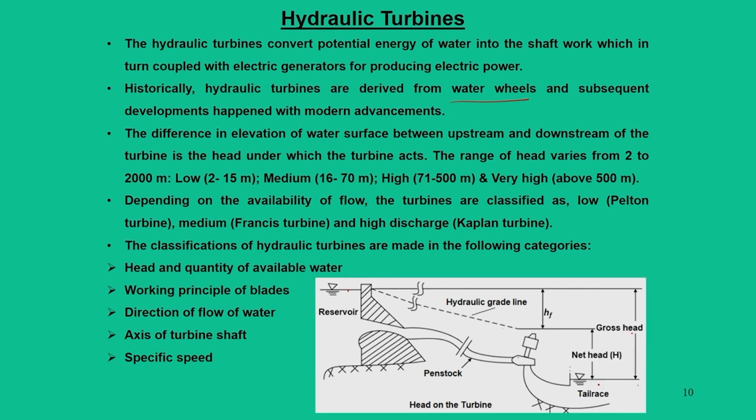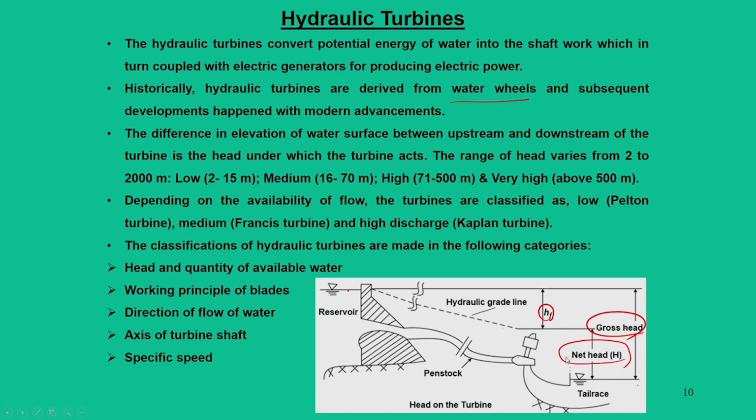So, we call this the gross head. Now, coming back, water comes through certain pipelines. That is the reason we call this the hydraulic grade line, in which it incurs a loss of HF. So, ultimately the net head which is available to the water is H, which is nothing but the gross head minus HF, the hydraulic loss.